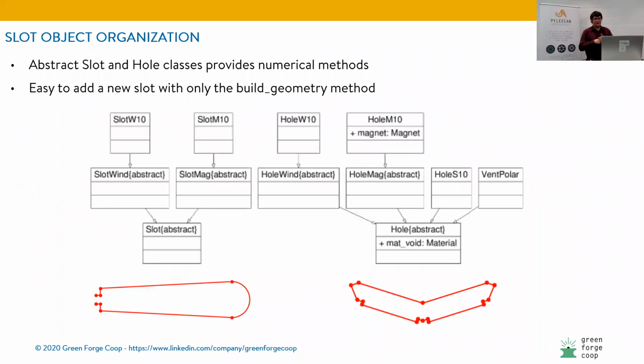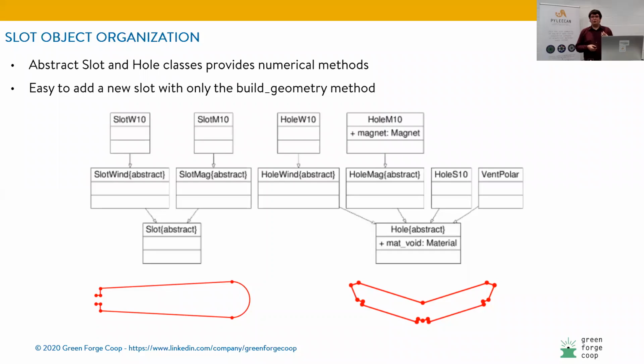So now let's go back to the slot. As I said, here you have the slot abstract class. And then we have split the slot into family, the slot with winding and the slot with magnet. In fact, it's something that we think we can do better, because we realize that we can find a way of saying, okay, it's just a slot with an active surface within it. So it's an issue that is currently open on Pyleecan.